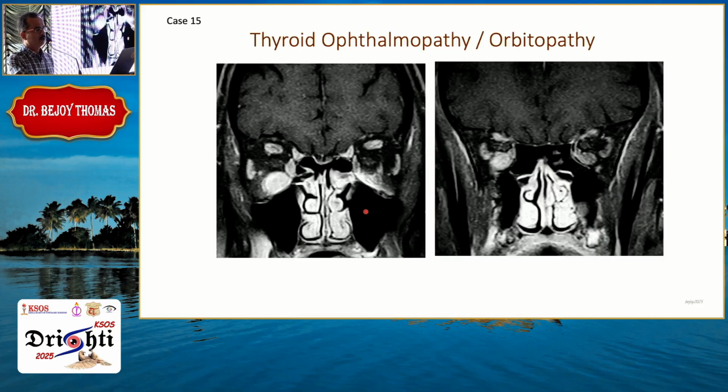And this is the thyroid ophthalmopathy. For the benefit of the postgraduates, the mnemonic is inferior rectus, medial rectus and superior rectus, the way in which they are involved. The inferior rectus will be the maximum involved, so the mnemonic is I'M SLO, and sometimes superior rectus can also be involved first, so then it's called SIM SLO.